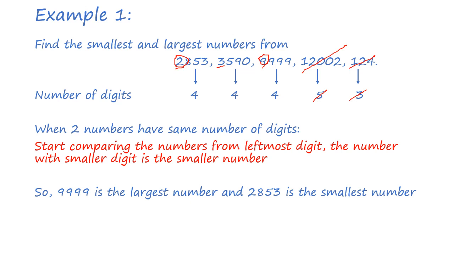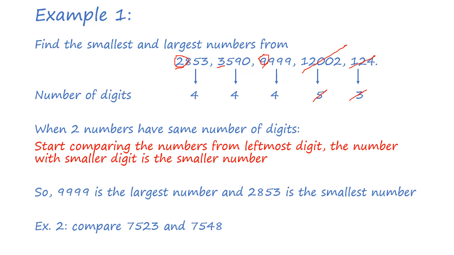Okay, so let's take another example. We want to compare two numbers, 7523 and 7548. Let's use the first rule. So let's count the number of digits. The first number has 4 digits, and the second number also has 4 digits. So we can't really compare the number of digits.